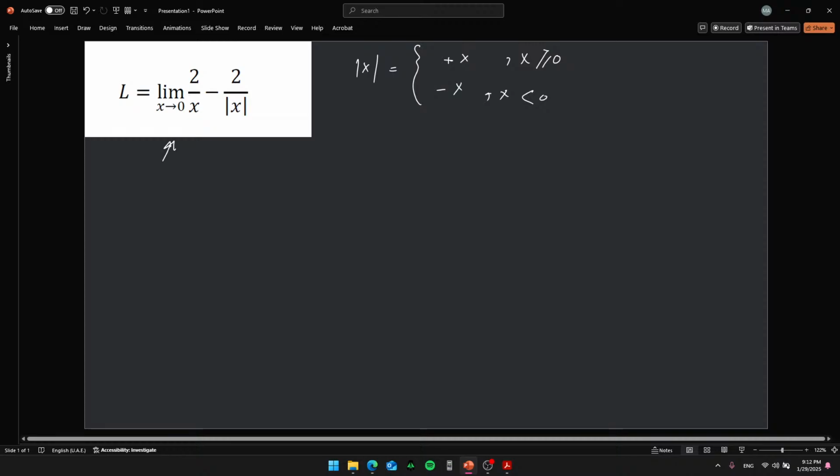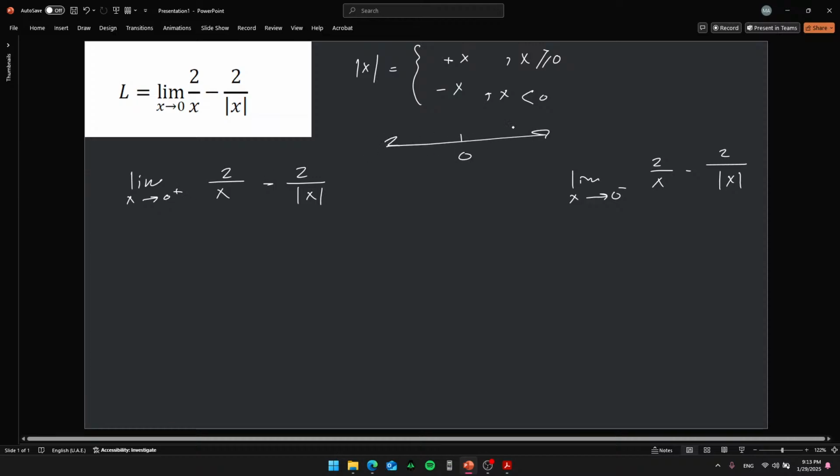Now it didn't specify whether we need it from the right or left, but at x equals 0, the function changes. So maybe the value of the function changes also, or the value of the limit will change since the functions will change at x equals 0. So we have to check from both sides. So I'm going to evaluate the limit from the right of 2 over x minus 2 over absolute value of x, and from the left, limit as x approaches 0 from the left, 2 over x minus 2 over absolute value of x.